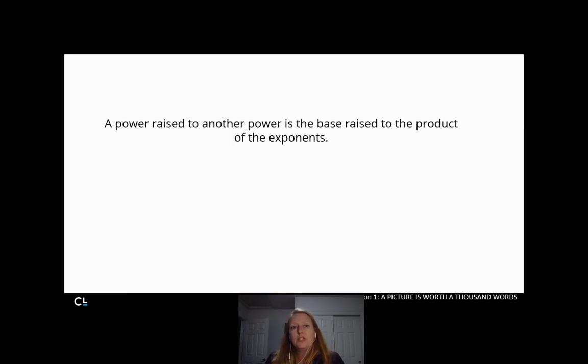A power raised to another power is the base raised to the product of the exponents. That sounds really fancy. Let me show you what I mean. Here I have 6 to the 7th power being raised to the 4th power. So this just means I'm going to have a base of 6, but it means that my power of 7 is going to get multiplied with my power of 4, and I'll have 6 to the 28th power.